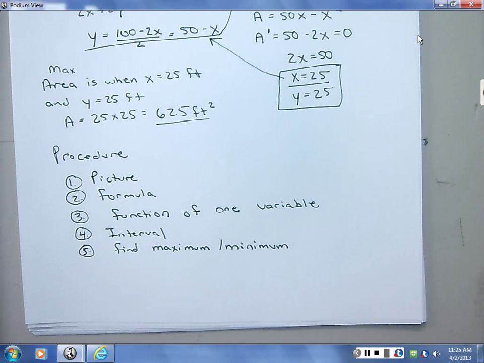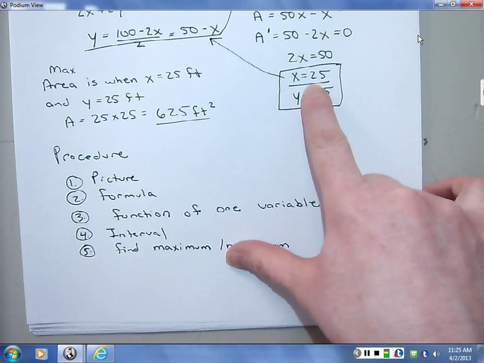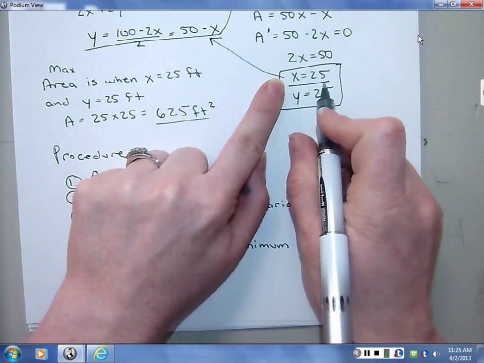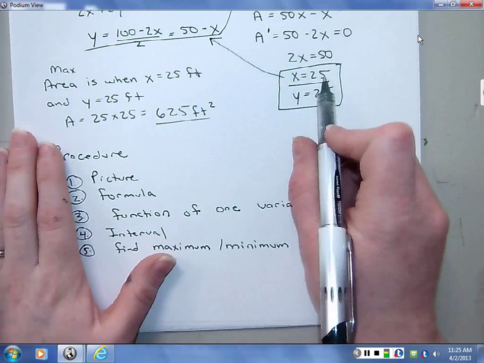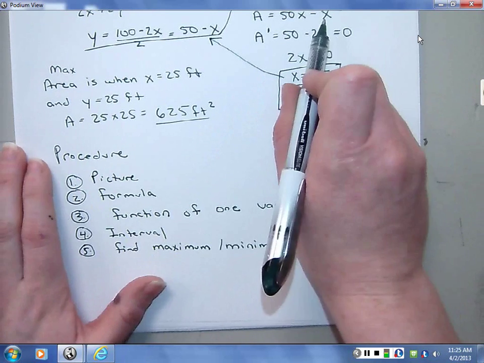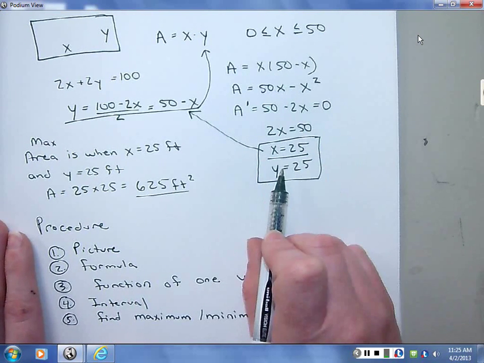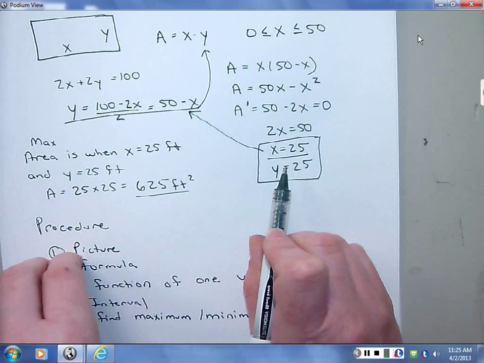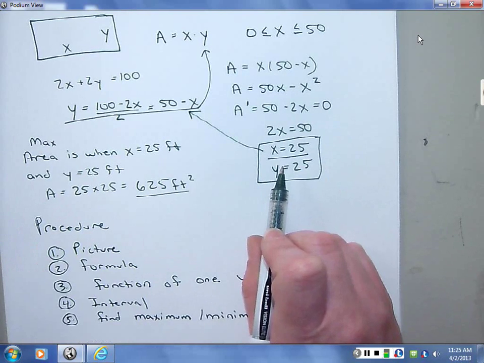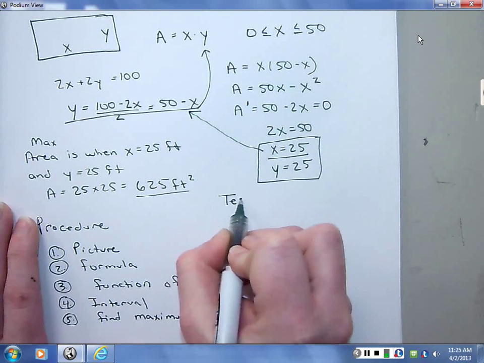Question? So how do you know x equals 25 is the max and not the min? That's a very good point. I can look here, I have a quadratic that opens down, so I know that whatever I get is going to be a maximum point. However, I need to write something like that. And really, you get it from testing your points.